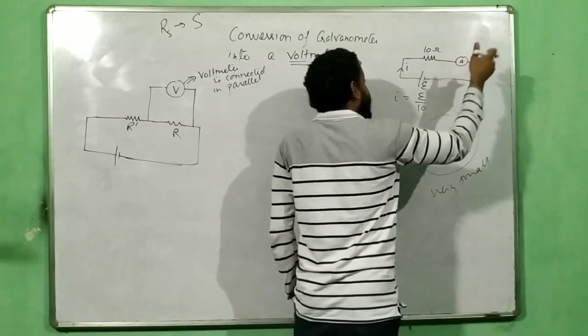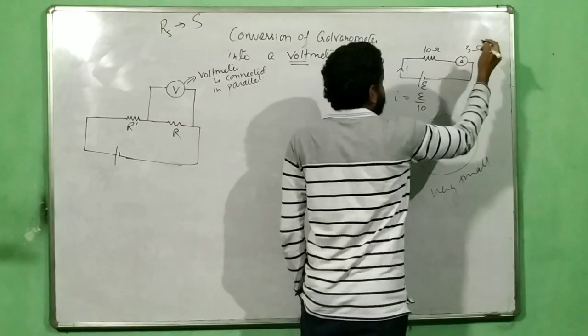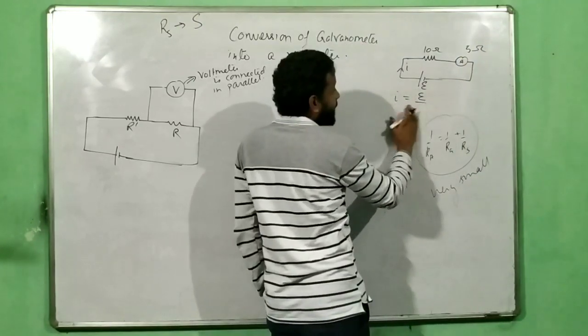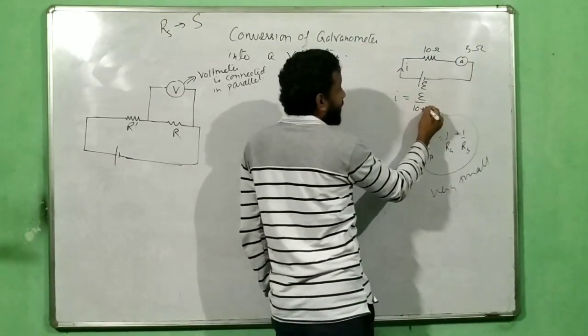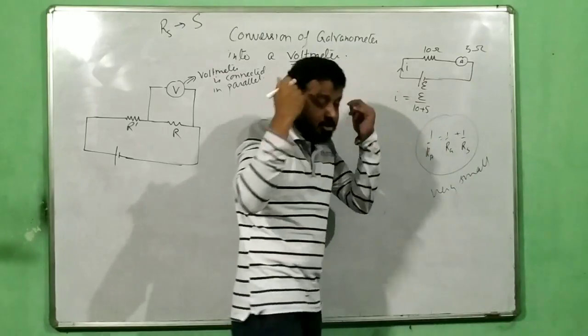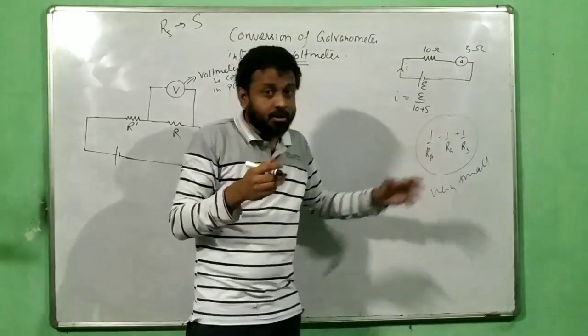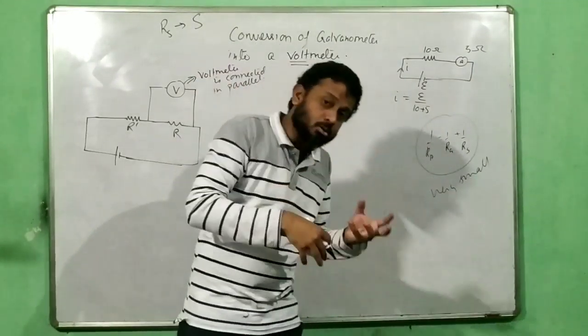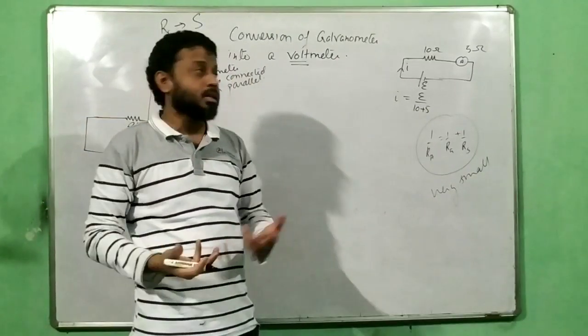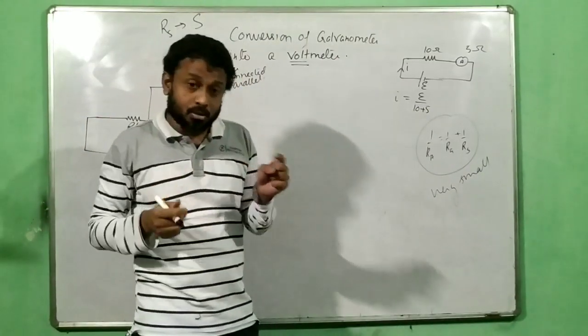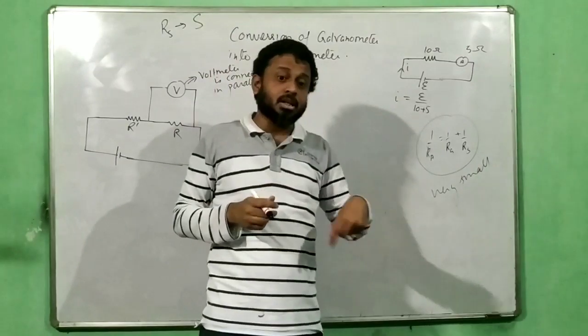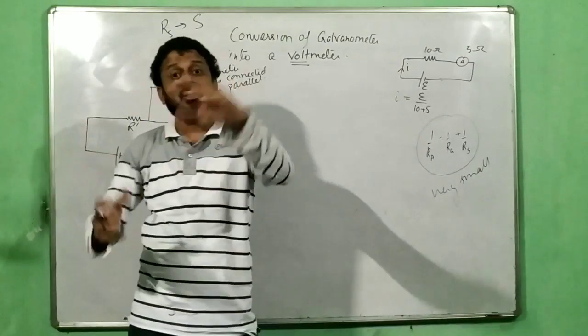What if the ammeter itself has a resistance of 5 ohm? Then my net current in the circuit will be 10 plus 5. That means my intention was to measure E by 10, but when I use the ammeter to measure, I am not getting E by 10, rather I am getting E by 15. So because of the introduction of the ammeter in the circuit, I have deviated from my original current.